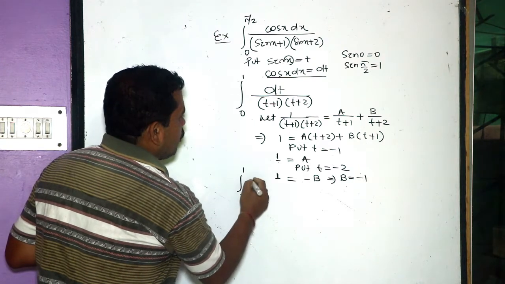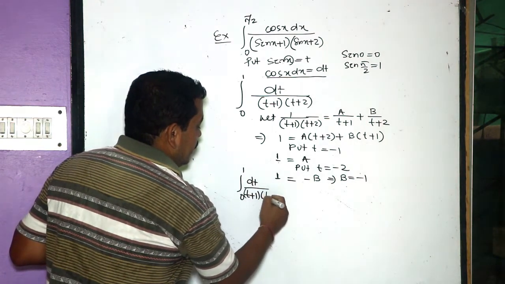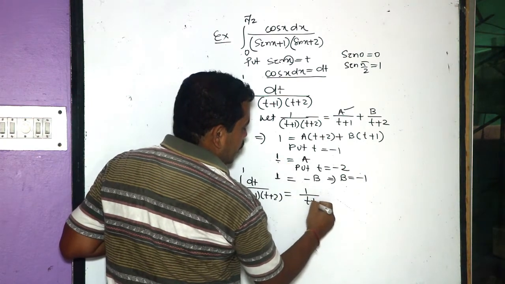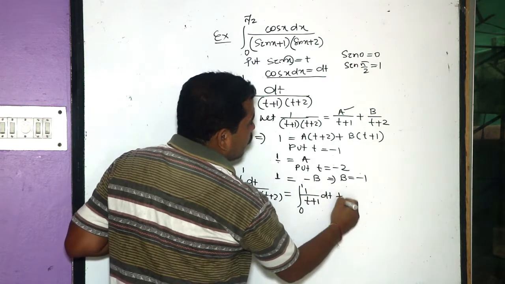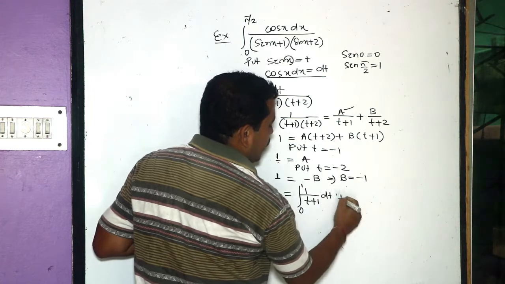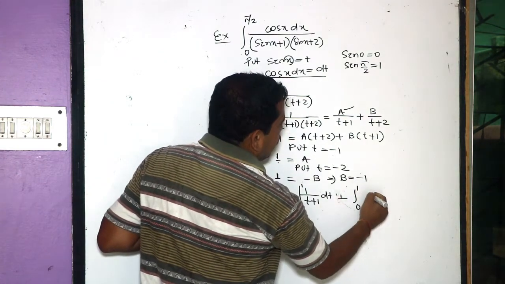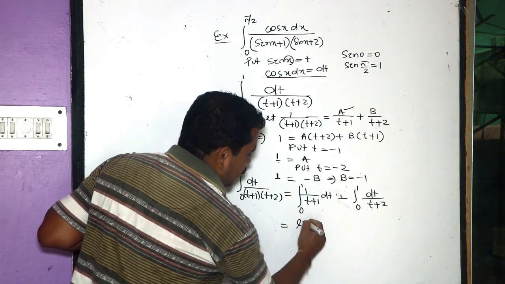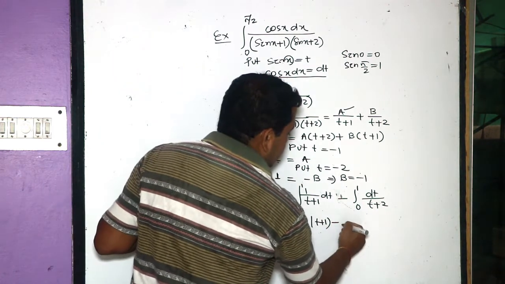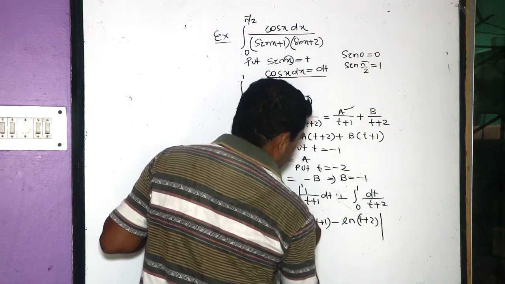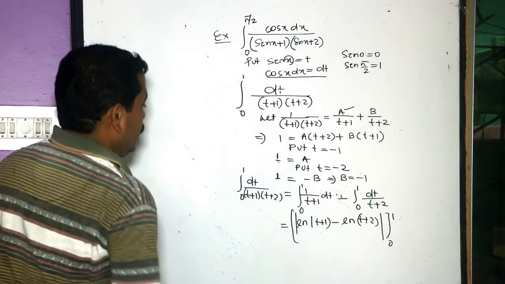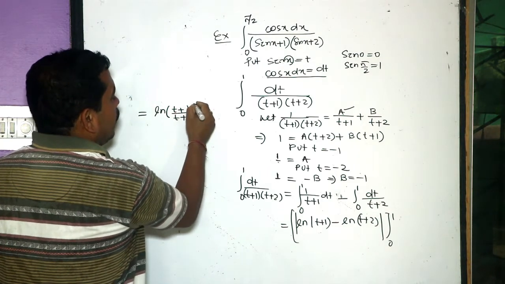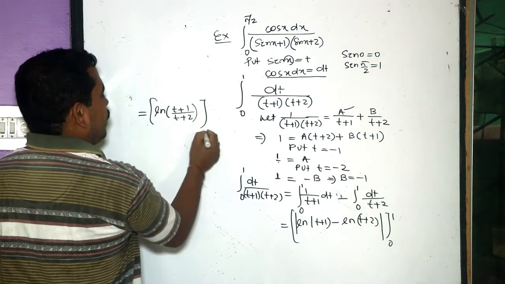Now the integration from 0 to 1 of dt by (t plus 1) into (t plus 2) equals, instead of a we put 1, the integral of 1 by (t plus 1) dt from 0 to 1, plus, the value of b is minus 1, so minus the integral from 0 to 1 of dt by (t plus 2). The integration of dt by (t plus 1) is, we know, log of mod (t plus 1), minus log of mod (t plus 2), from 0 to 1, which equals log of (t plus 1) by (t plus 2), since log a minus log b is log a by b, from 0 to 1.